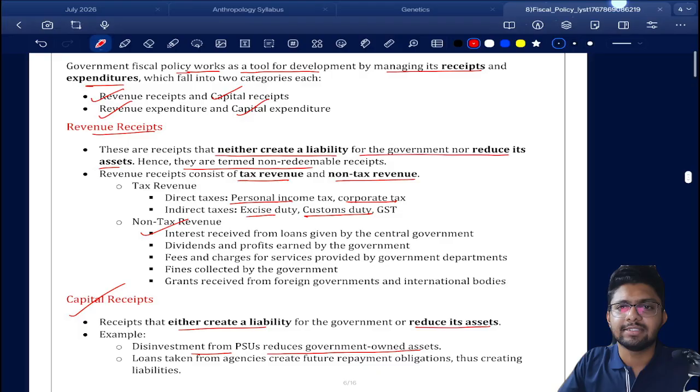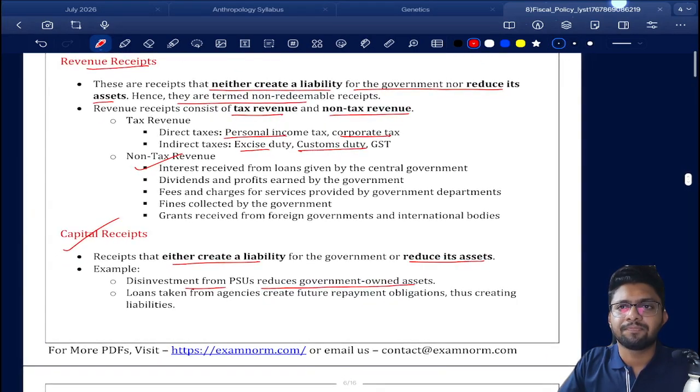What is capital receipt? Capital receipt is the same as revenue receipt, but just remember that in capital receipt you get the amount as a one-time payment and it is not recurring. That means it is not an ongoing payment, and it creates a liability, and it also reduces an asset. For example, I am selling off a company of the government like ONGC, or I am selling off Indian Railways to some private player.